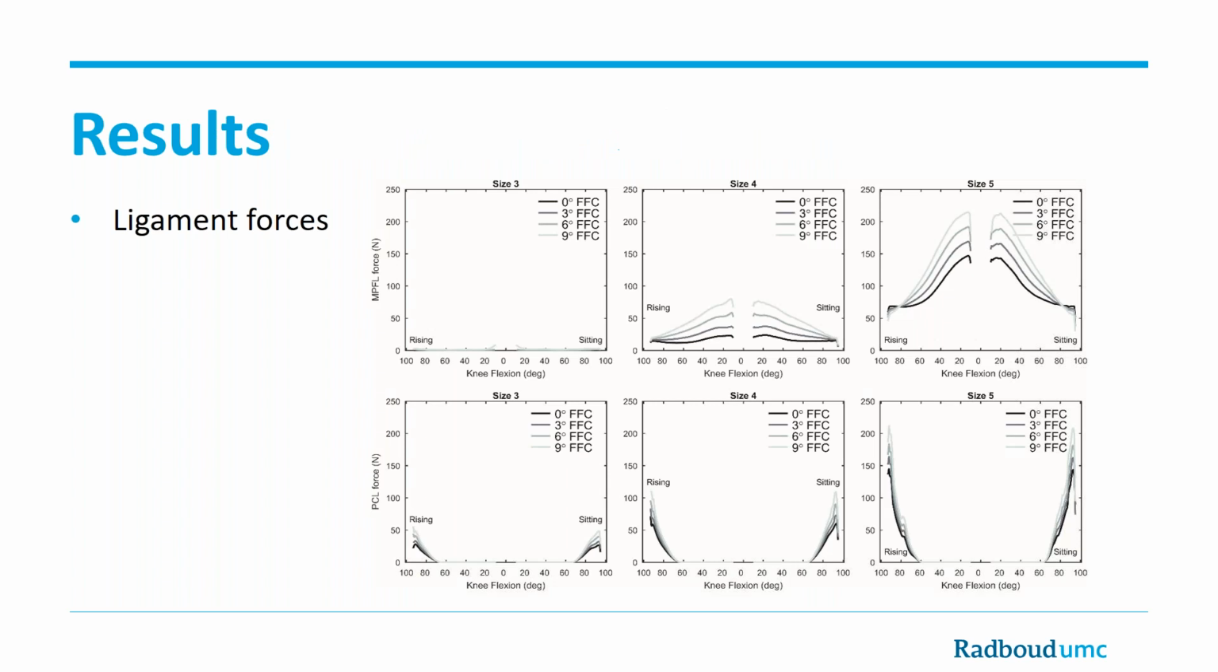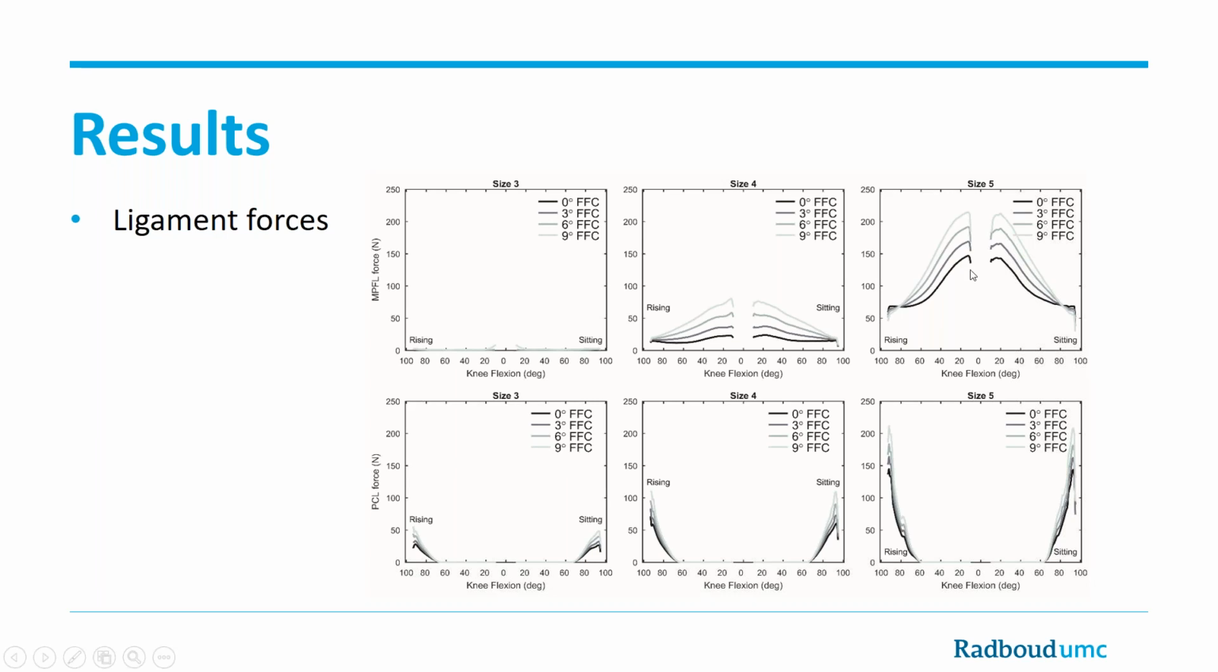We looked at the ligament forces. In the middle column, we see the reference size, size 4. If we go to the left, we have size 3, so a smaller size. And on the right, we have a larger size. Different levels of gray represent the flexion of the femoral component. We have the medial patellofemoral ligament in the first row and the posterior cruciate ligament in the second row.